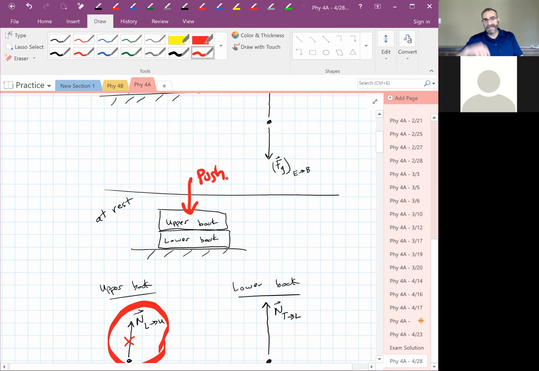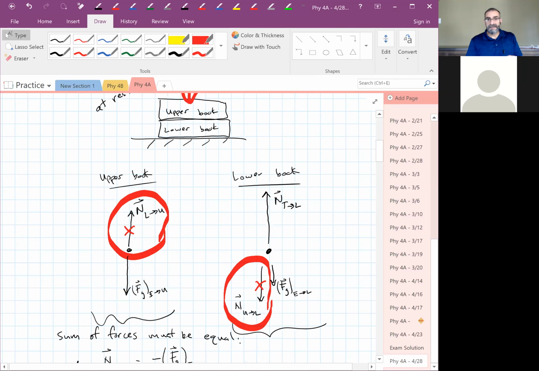If we put a hand up here and push down on the upper book, what would happen with these 2 forces? They would both get bigger, right? The upper book would be pushing down harder on the lower book. This force would get longer. The lower book would have to push back harder on the upper book. This force would get longer. So you can see that those 2 forces are always going to be equal and opposite.